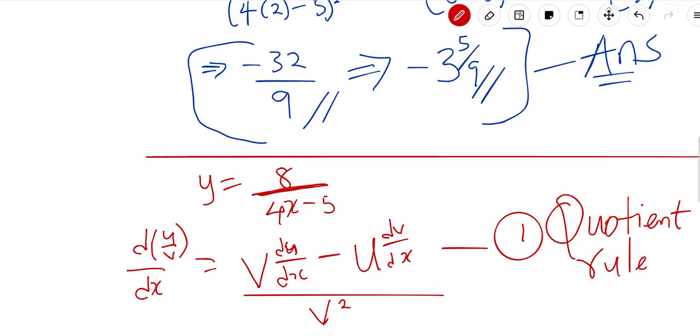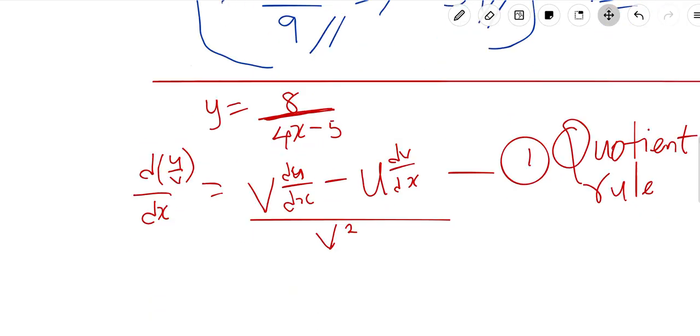This is a standard formula for what the quotient rule states. So if we want to incorporate this from this equation, y is equal to 8 over 4x minus 5, we now have that this is the value of our u, this is the value of our v. So u is equal to 8, therefore du over dx, that's when we differentiate u with respect to x, we have 0, because whenever you differentiate a constant, you have 0.